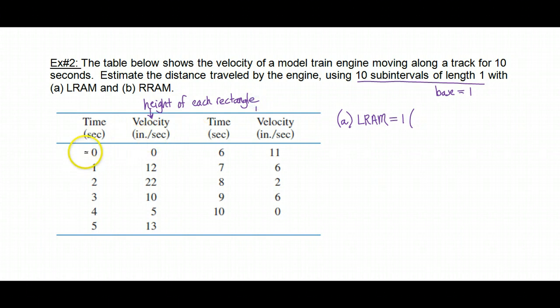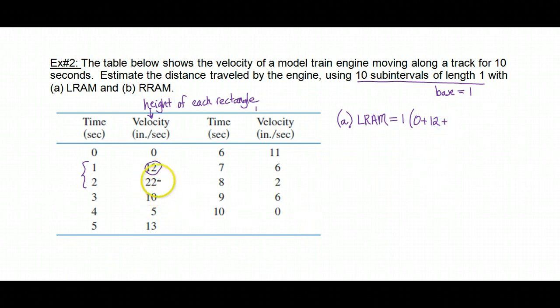Now, since we're starting at 0, think of the first subinterval as going from 0 to 1 second. What would be the left-hand endpoint? Zero. I'm just writing it in there so you don't forget it. Now, the next one has an interval from 1 to 2. What is the left-hand endpoint? 12, because it goes from 12 to 22, but we just want the 12.